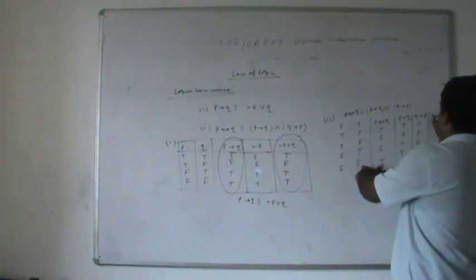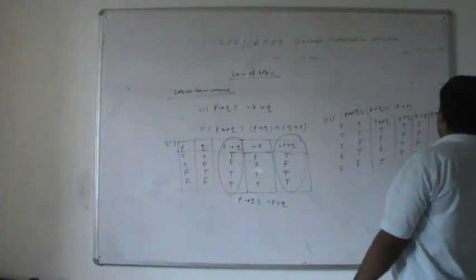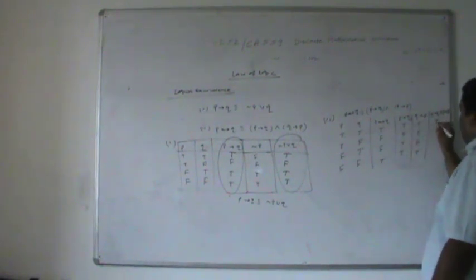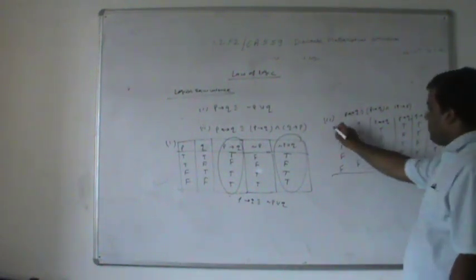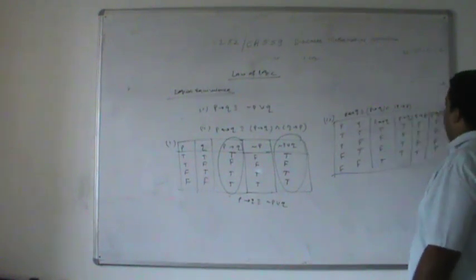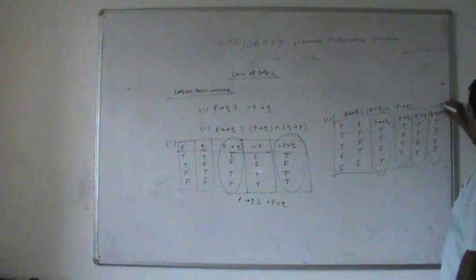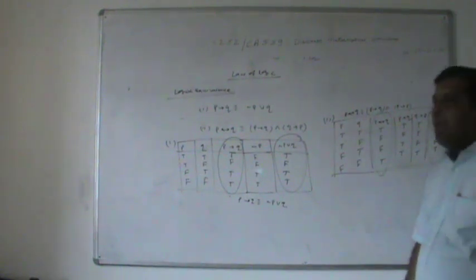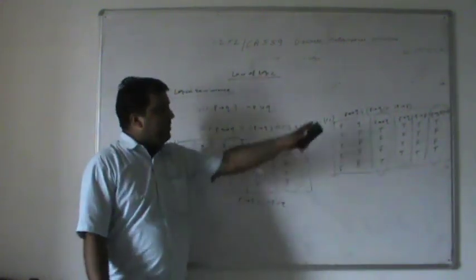Now we can find P implies Q and Q implies P. In this case, we perform the AND operation: it becomes true, false, false, true. Now we can see that the value of P biconditional Q and this value become the same. Both values are the same, which means we can say P biconditional Q is logically equivalent to P implies Q and Q implies P.